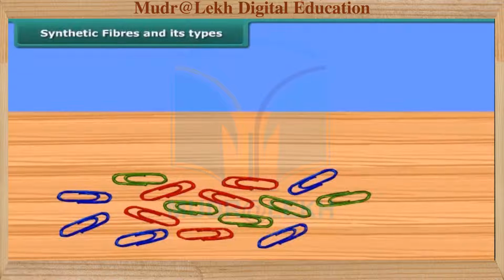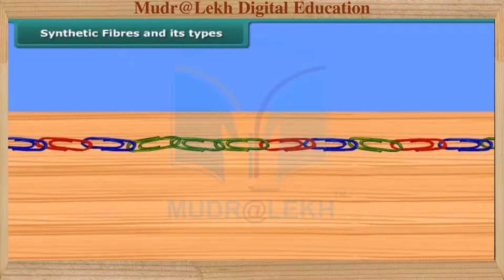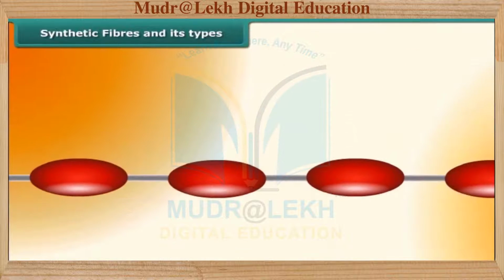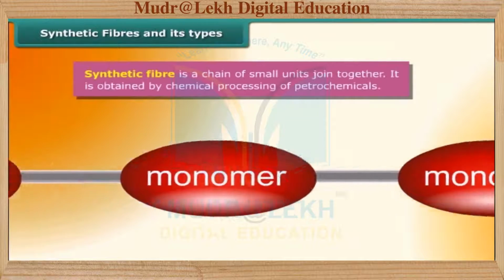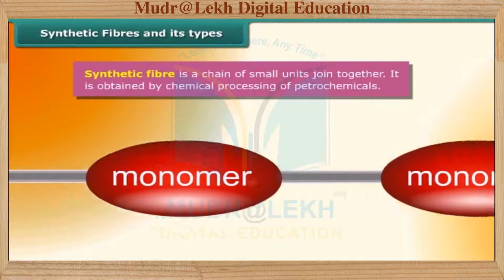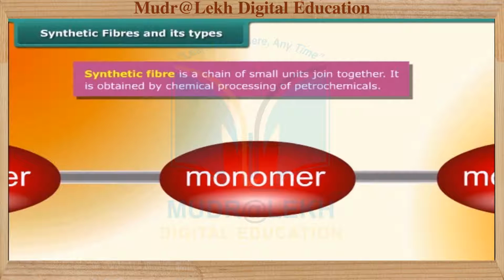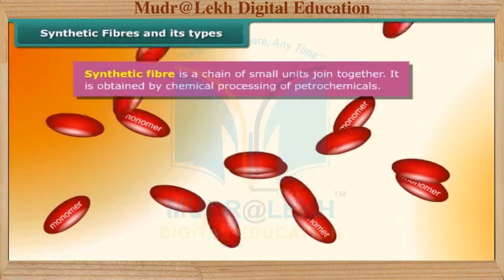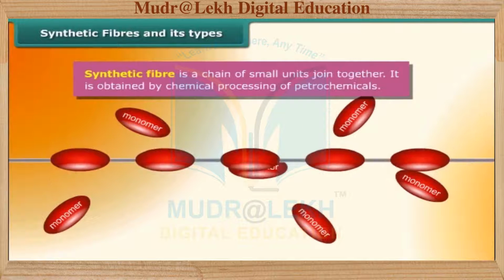Now let us join together a number of paper clips. What do you observe? This chain of paper clips is similar to the organization of a polymer. What is a polymer? Here many small units combine to form a large unit known as a polymer. Each small unit is actually a chemical substance and is called a monomer. Synthetic fiber is an example of a polymer. Synthetic fibers are obtained by chemical processing of petrochemicals.